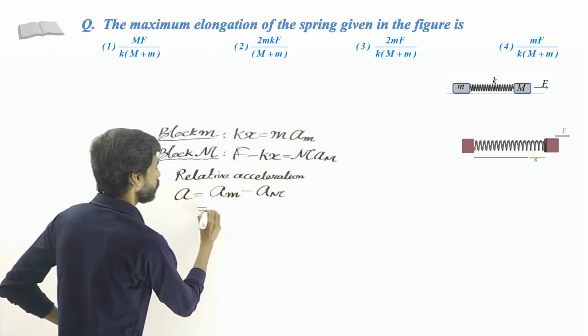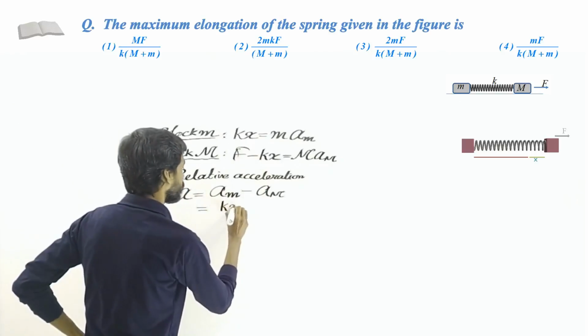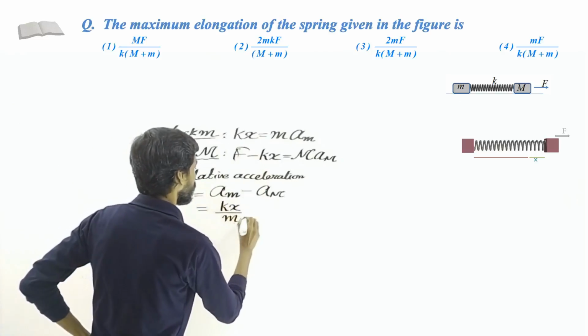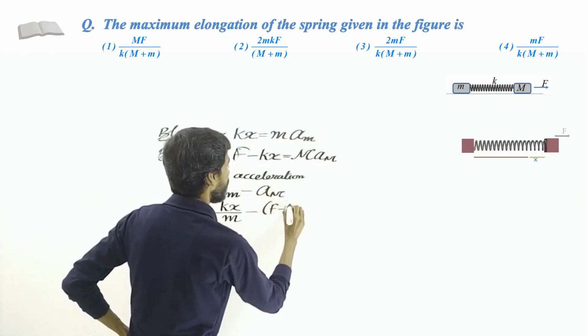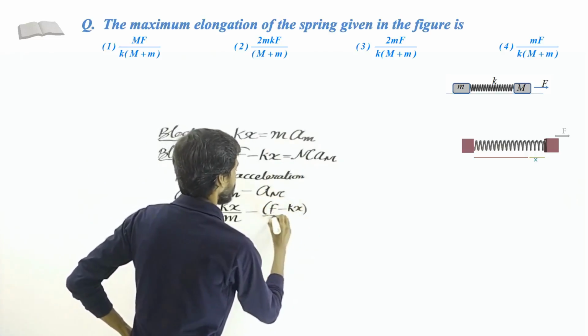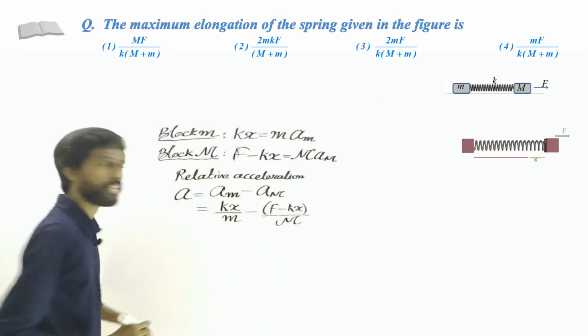So what is the value here? So a_m is found already. So this is kx divided by m minus, so similarly this one. So that is F minus kx divided by capital M. Okay, so that's it. Let's simplify this.